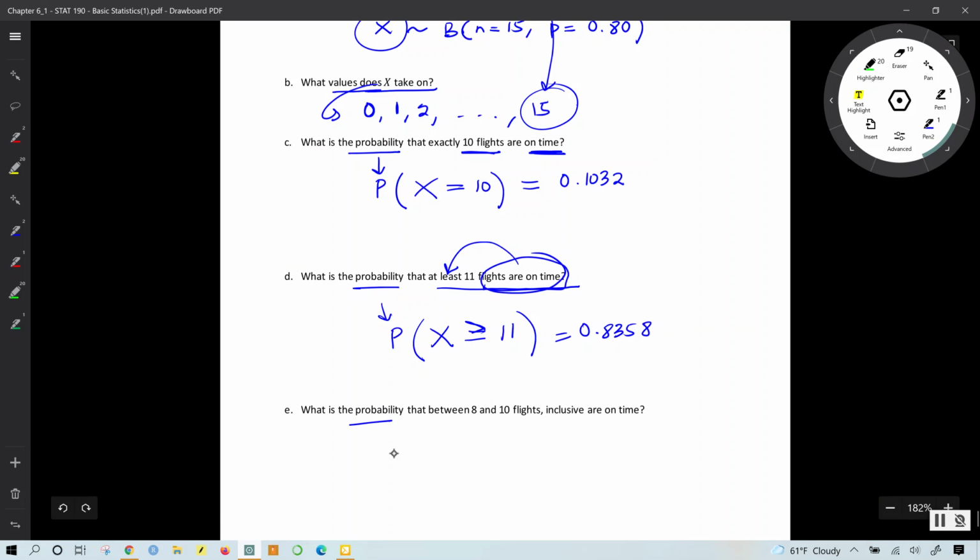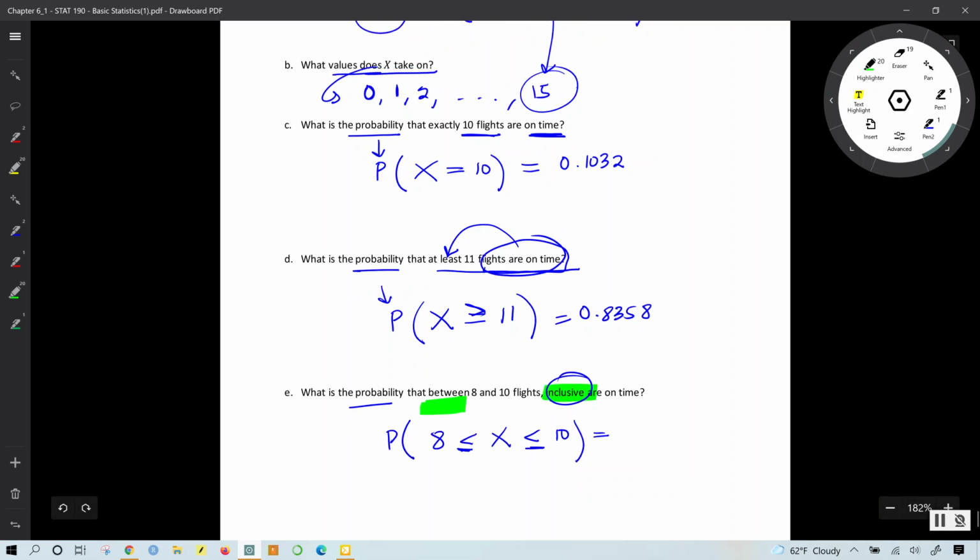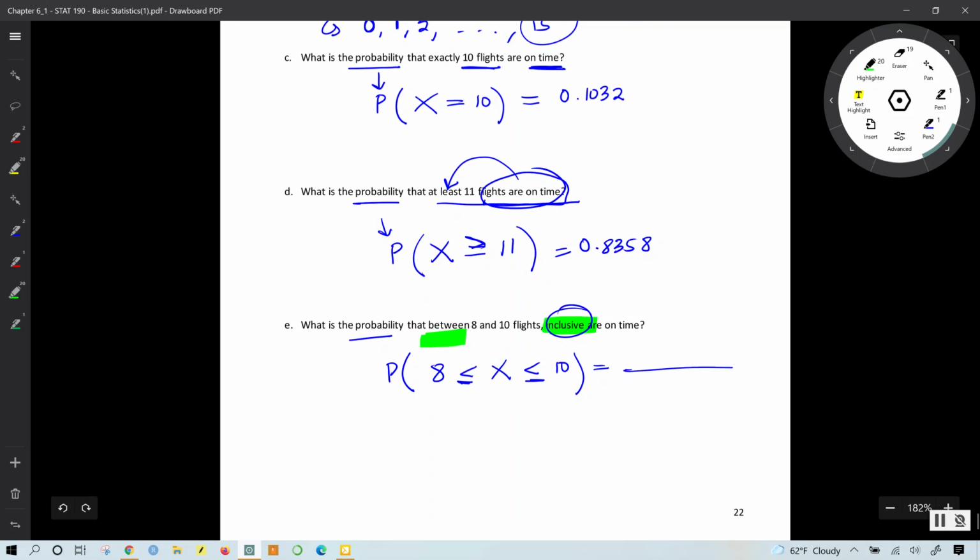And then what about the probability that the number of flights that are on time is between 8 and 10, keyword inclusive? So this might be more instructive. The between is taken care of by the less than. Then the inclusive means I have to include 8 and 10. So take note, what happens in this case? I am interested in 8, 9, and 10. These are the probabilities I would like to collect together. So let's see how to do that.